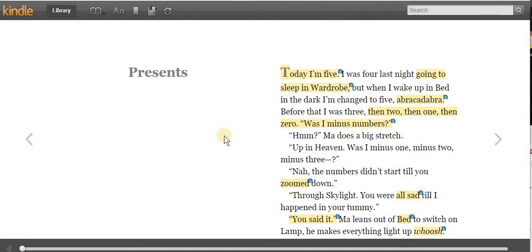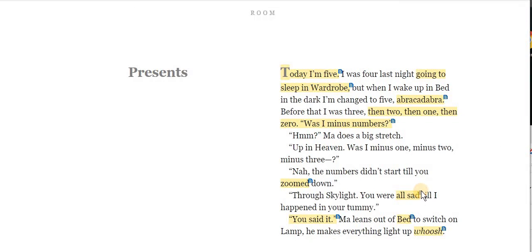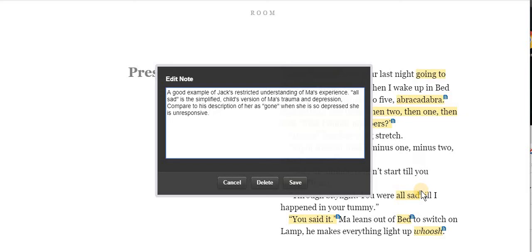The final thing that I'd like to talk about is what we can definitely regard as limitations or restrictions in Jack's narration, which is the starting point, really, for at least one of our coursework titles. So if we take an exchange like, "You were all sad till I happened in your tummy," you said it. Let's look at that phrase, "you were all sad." So this is a good example of Jack's restricted understanding of Ma's experience. It's highly simplified. It's a child's version of Ma's trauma and depression.